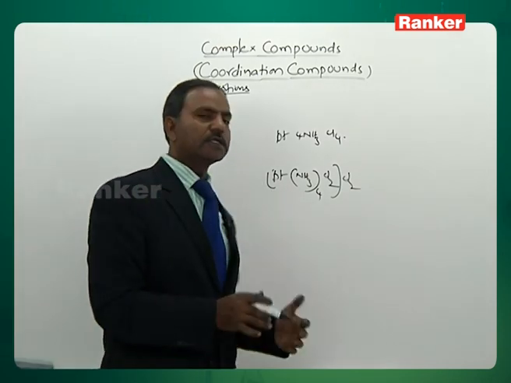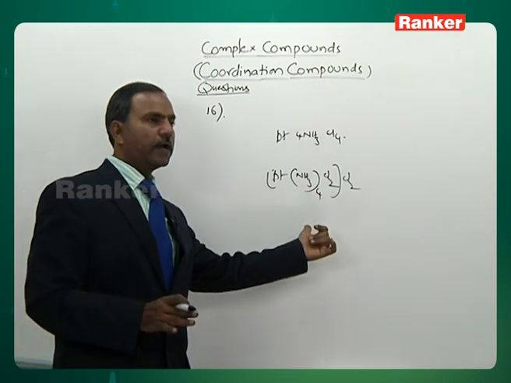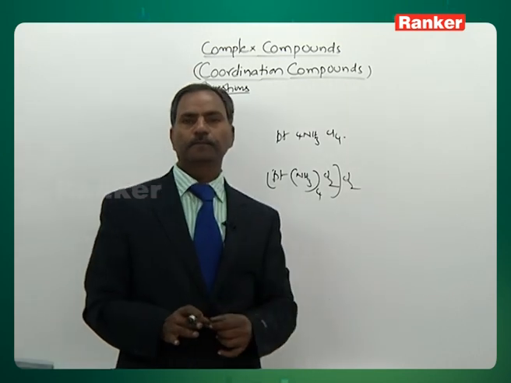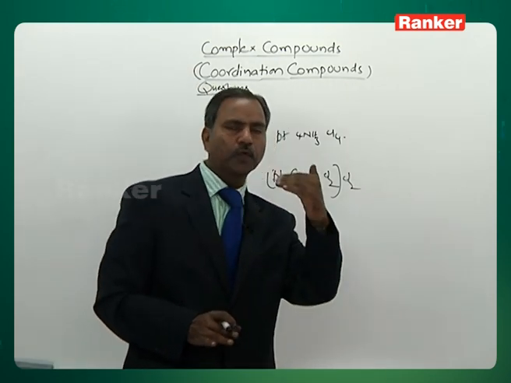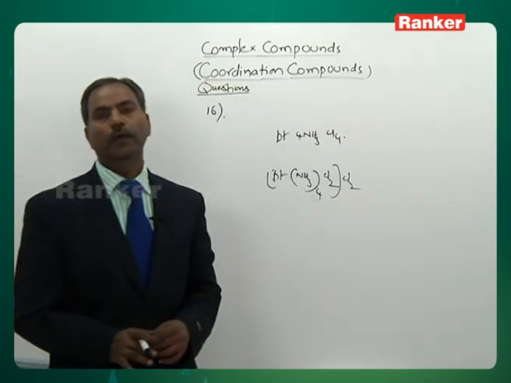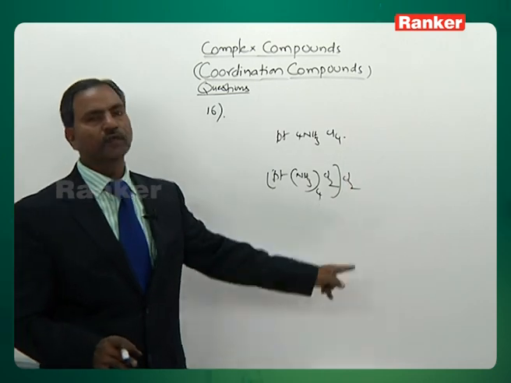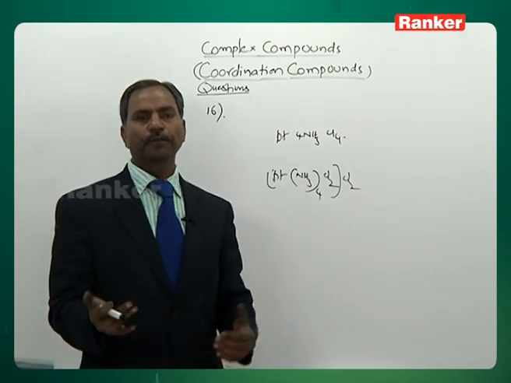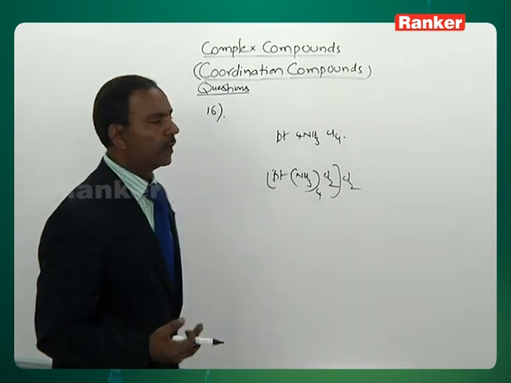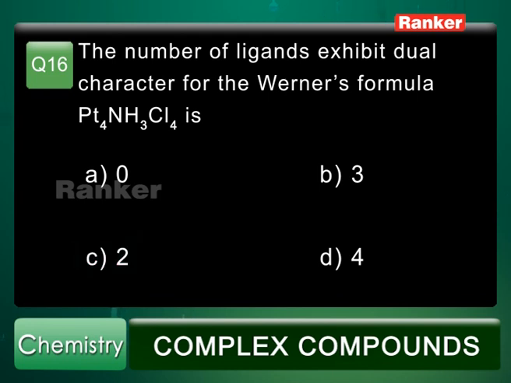Here, negative ligands generally satisfy primary valence, but here they are inside the bracket and they are coming under the coordination number. They are satisfying both primary and secondary. Such ligands we call dual ligands. Therefore, out of 4 chloride ligands, 2 are actually satisfying both primary and secondary. They are inside the bracket, satisfying the coordination number too. Therefore, here the answer is C, 2.